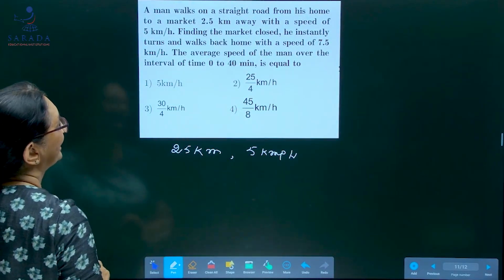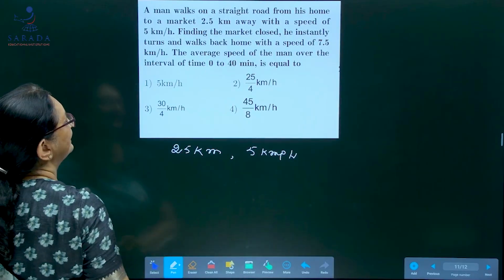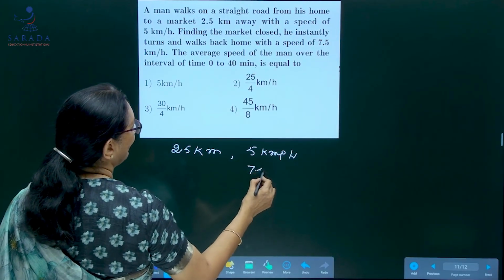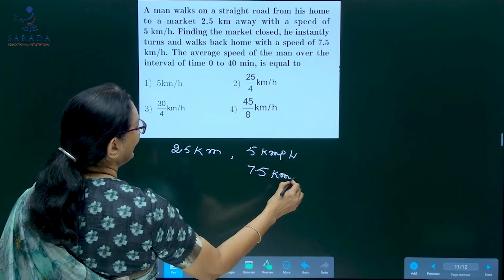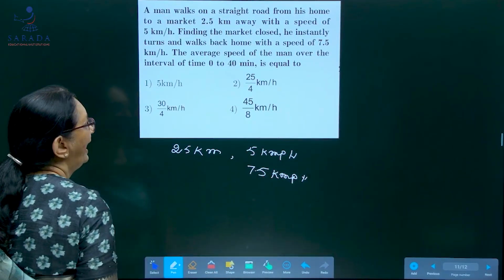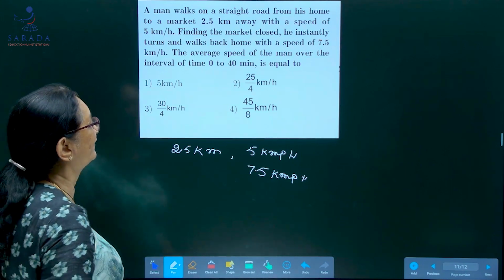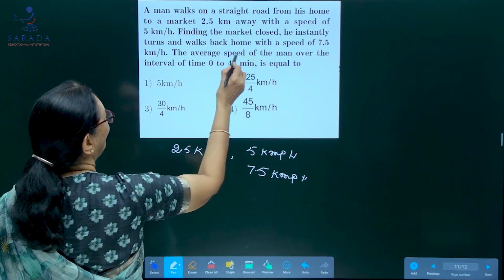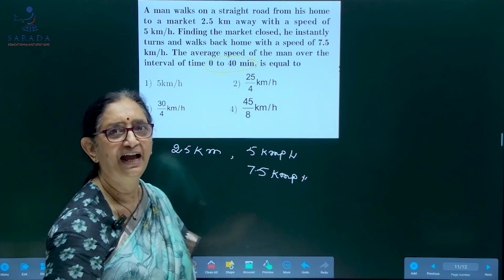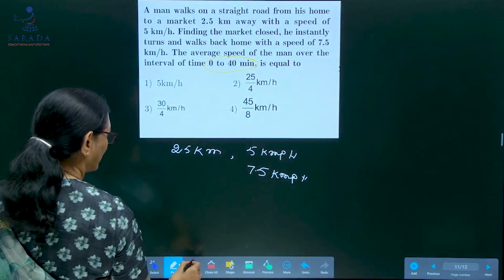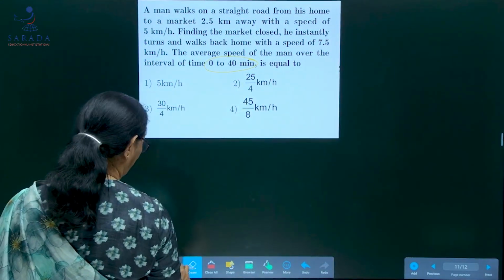Finding the market closed, he instantly turns and walks back home with a speed of 7.5 kmph. Average speed of the man over an interval of time 0 to 40 minutes. This is a beautiful problem. Look here. So, read the problem.